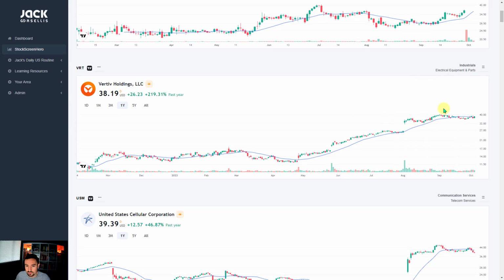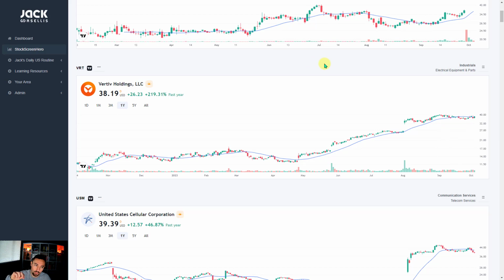So VRT, see how it's building this base here. This is the 21-day, so kind of ebbing and flowing. This is one I want to have on a watch list. So what I can do here is click here, go down, and I can put it into my watch list. It's currently in my watch list. It's in the True Market Leader watch list, well, VRT at this moment in time.